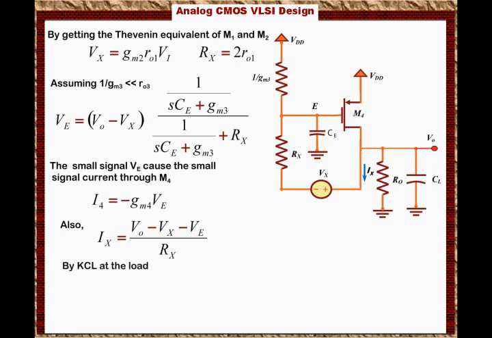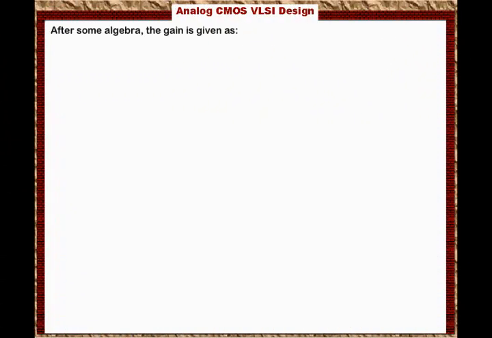And then we can apply KCL at the output, so we can say that Ix plus VE times GM4, which is the current coming from M4, plus the current flowing to the output, which is Vout over 1 over SCL plus RO4, equals 0. This is by KCL at the output or at the load. And then after some algebra, we can come up with the overall gain.